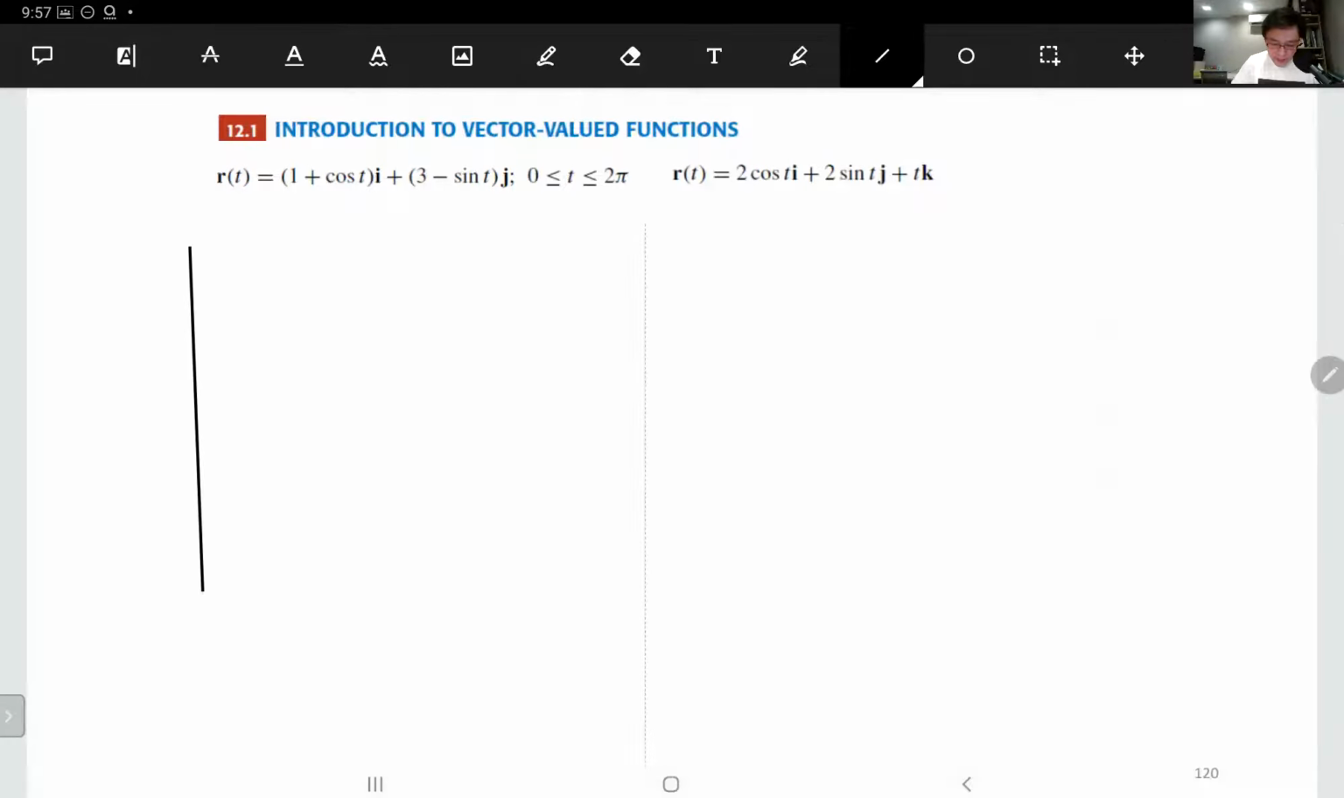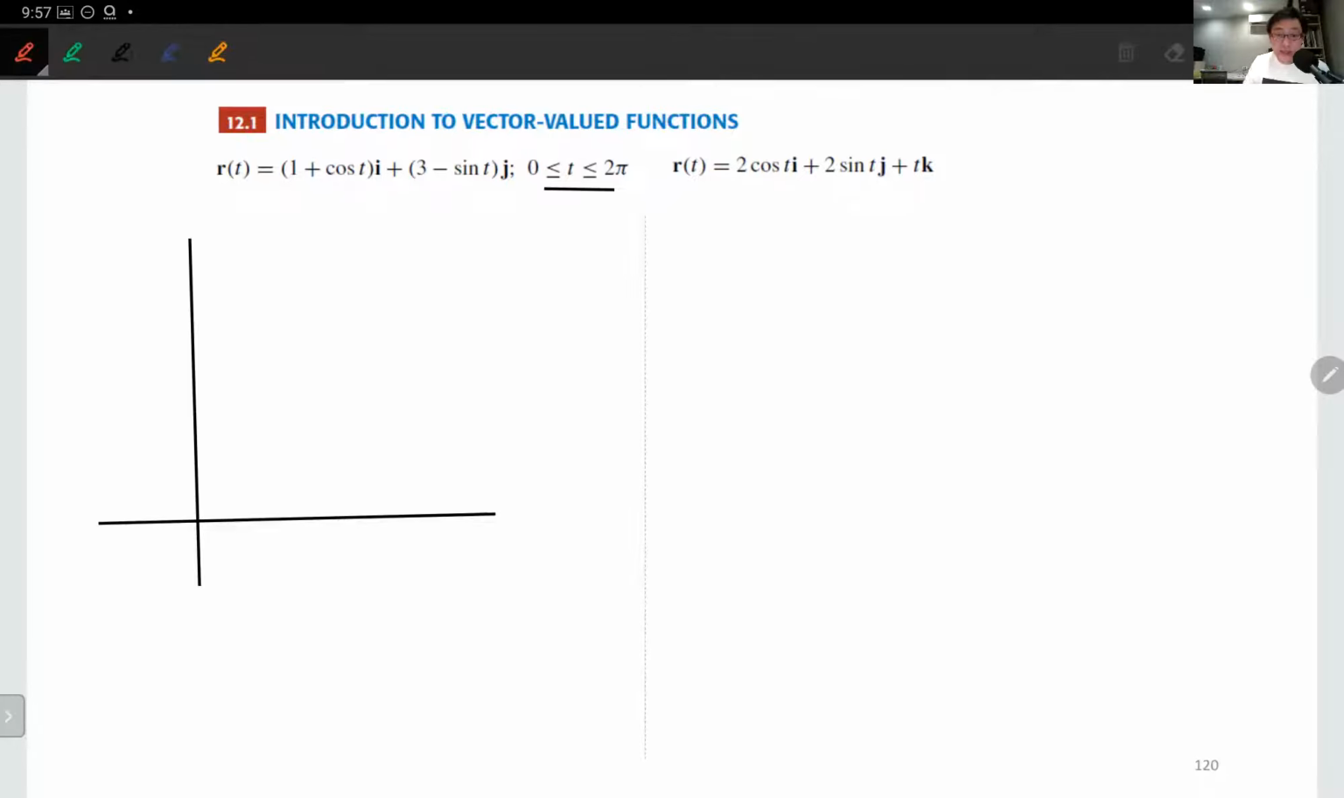Yeah, just like once again, X and Y. Okay, what is going to be this curve right here? Can you imagine what this is? It's 1 plus cosine t in the I component, the X component, 3 minus sine t in J, which is the Y component. And t goes one full cycle. What do you think this curve is gonna look like?